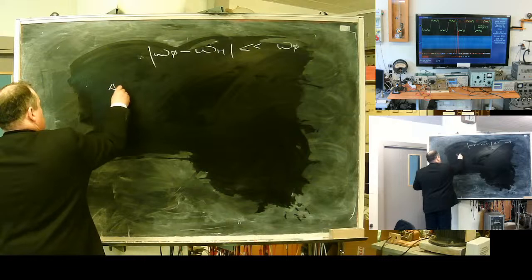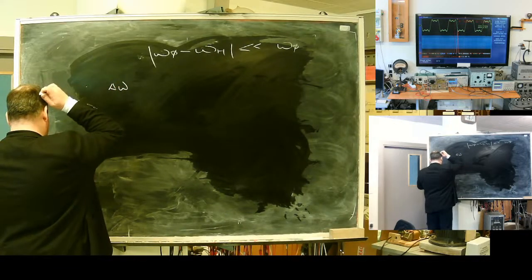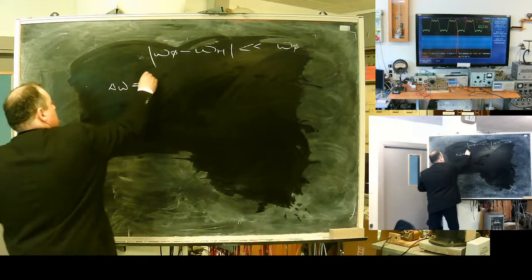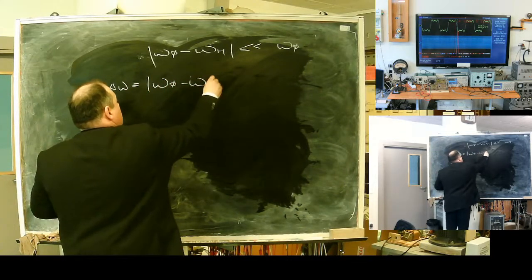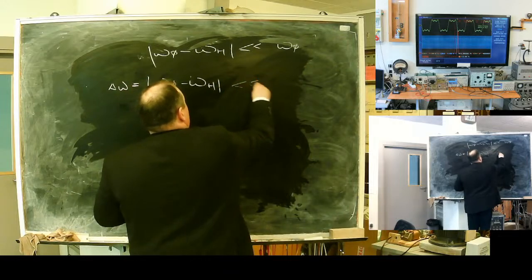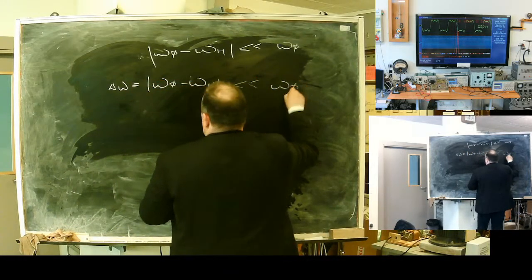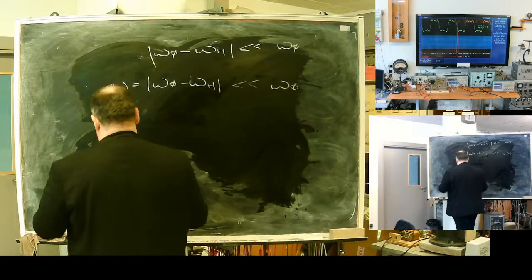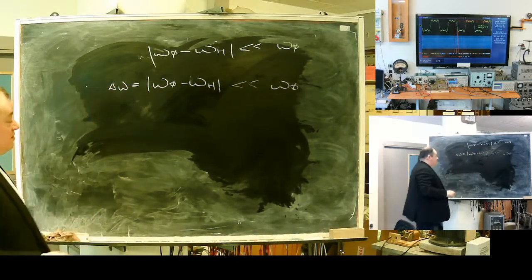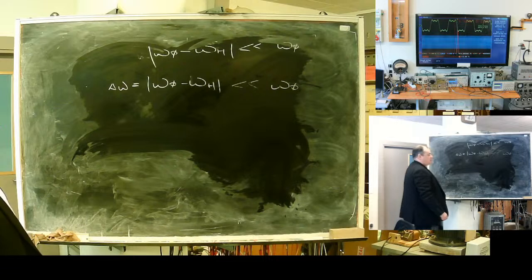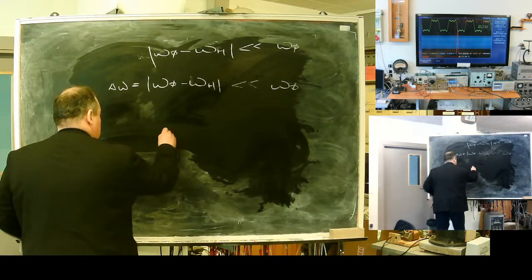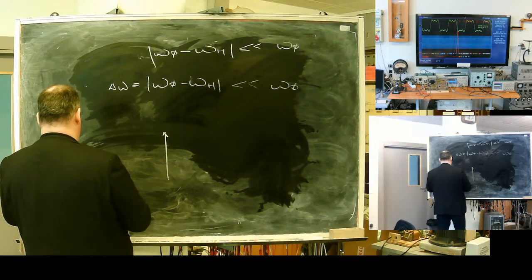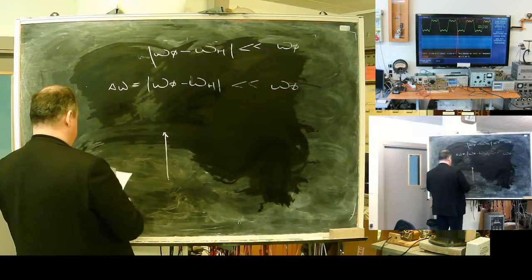So, omega being omega 0 minus something is much less than omega 0. So, as a result, in fact, we will see a lot of components. But for our main task, we can do like this. We can assume what?